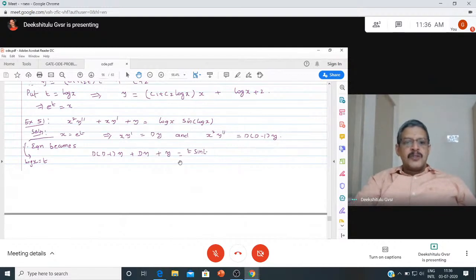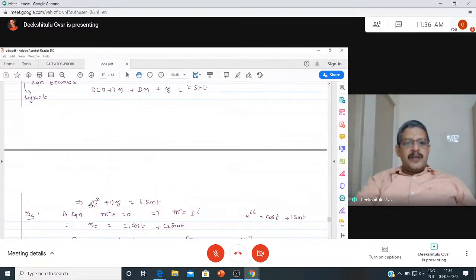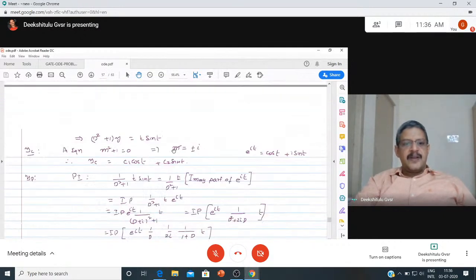Okay. So simplify this. So D squared minus D plus D, so cancel, and then y. So (D squared plus 1) y is equal to t sin t. So the auxiliary equation, m squared plus 1 is equal to 0. So your roots are m is equal to plus or minus i. So the y complementary function is c1 cos t plus c2 sin t.